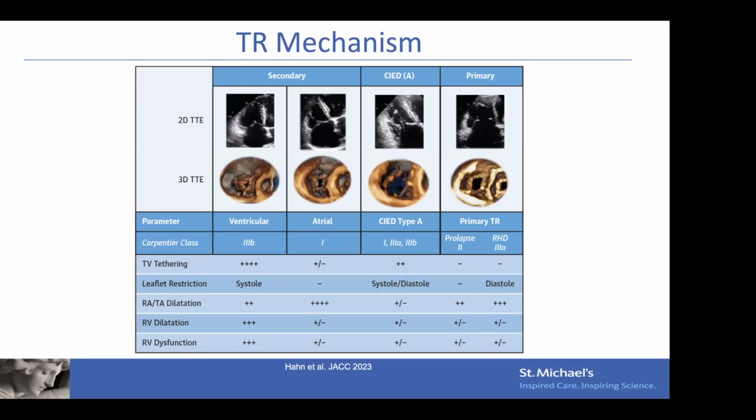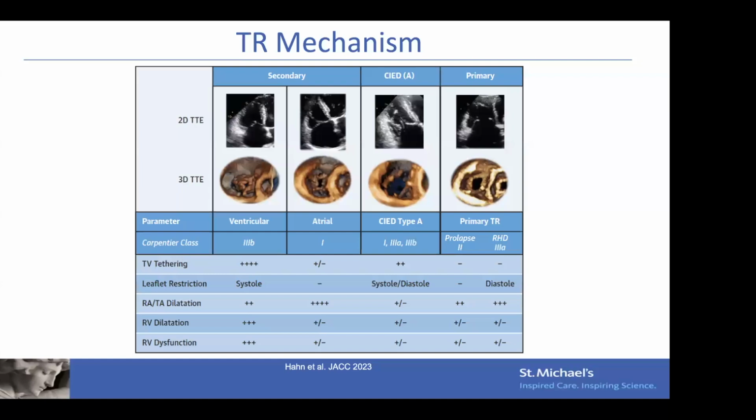Then secondary, there are 2 subtypes actually. You have, on the one hand, the ventricular secondary TR, in which the primary problem is situated in the ventricle. This is typically accompanied by RV dilation and also dysfunction, which then causes an apical and lateral displacement of the papillary muscles, which causes tethering on the leaflets and apical tenting of the tricuspid valve leaflets.